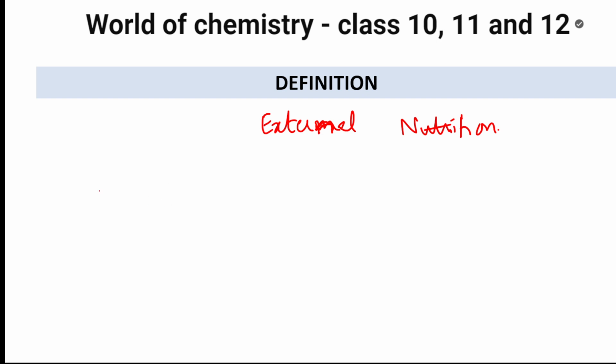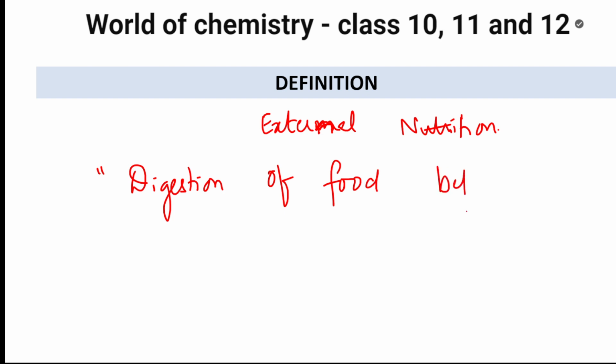Means what? What happens? Here, the concept is digestion of food before ingestion. Means before eating, outside only, the food gets digested. I should not say external nutrition, external digestion is a better option for you all. So what is the definition, students? Saprophytic nutrition is digestion of food before ingestion. This is called saprophytic nutrition.